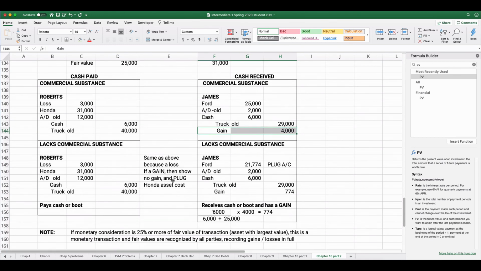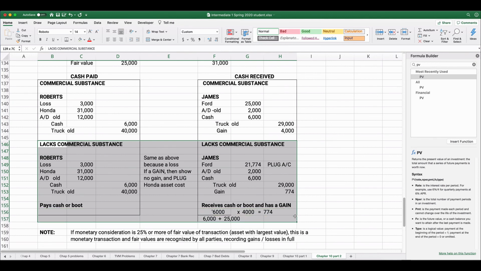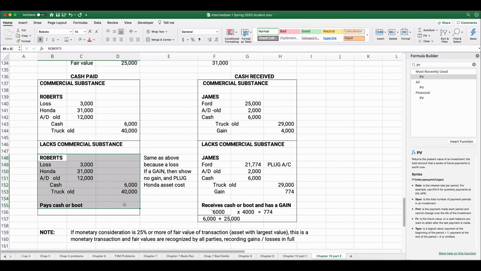Now, if there's no commercial substance, if there's not a reason to do this except maybe for tax purposes, then Roberts goes ahead and recognizes a loss, but the gain for James is just rolled into the cost of the new truck. And the new truck for him would be the Ford.